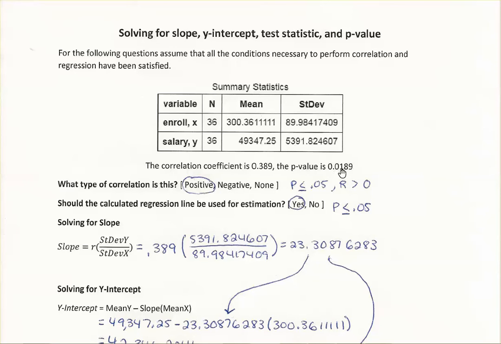If the p-value was greater than 0.05, it would be none. But in this case, it's less than 0.05, so then you can look at the R value, 0.389. That R value is positive, so this makes it a positive correlation. Should the calculated regression line be used for the estimation? Because that p-value is less than 0.05, we can say yes. The p-value is significant, so we can use it.